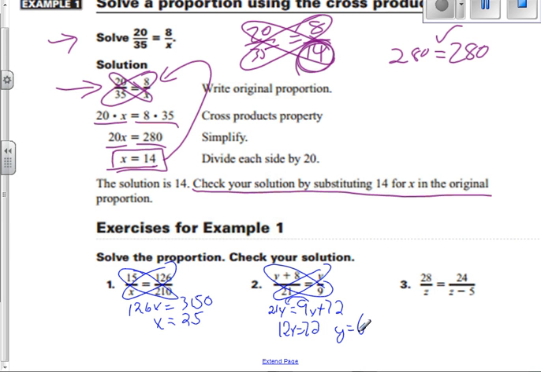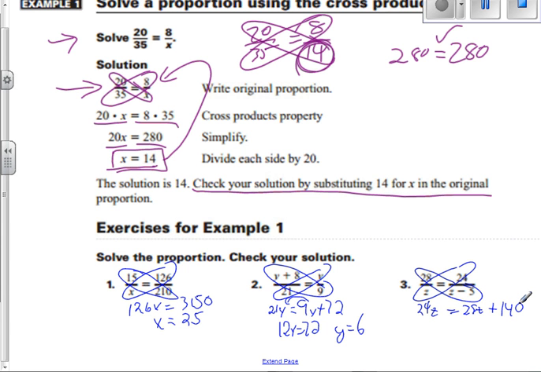Okay. And then if I look at number 3 here, we use the cross product, so that's going to be 24z, and then I have 28z plus 4140. Okay.